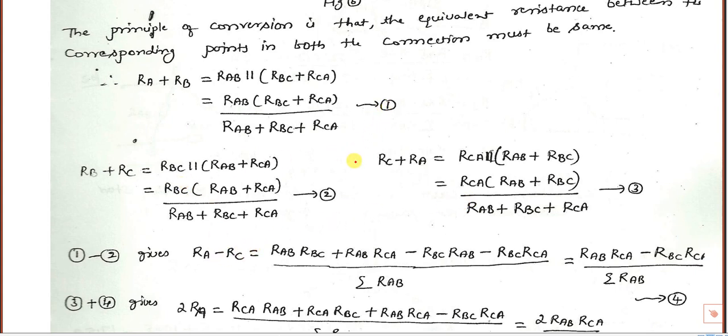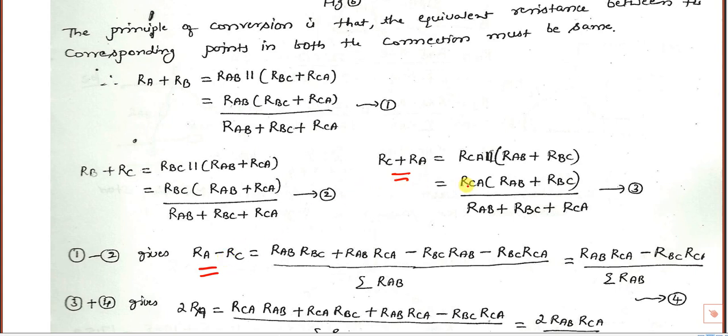Now after that we are doing 1 minus 2. 1 minus 2 means RB will get cancelled. We are left with RA minus RC. That is equation number 4. And we have RA plus RC, equation number 3. So from this I can find RA, because RA plus RC is this much.